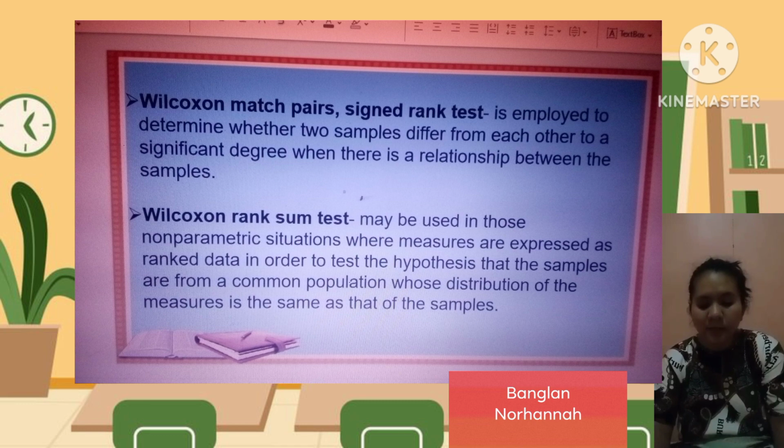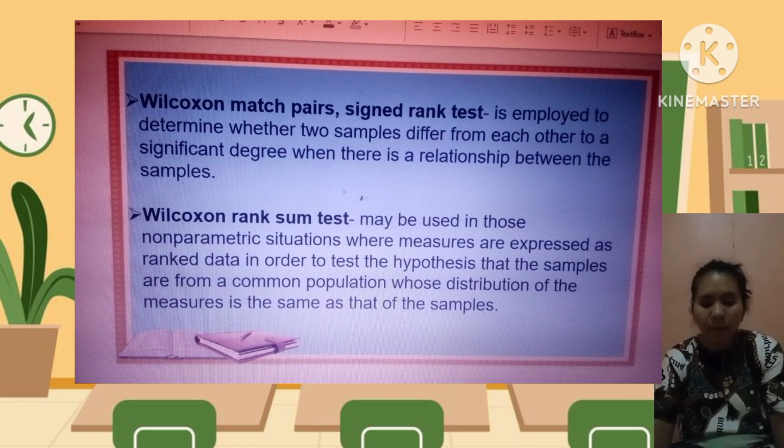The test statistic U can be used to calculate the p-value, which indicates the probability of obtaining the observed difference, or a more extreme difference, between the two samples if the null hypothesis is true. If the p-value is less than a predetermined significance level, commonly 0.05, the null hypothesis is rejected, and it can be concluded that there is a significant difference between the distributions of the two samples.